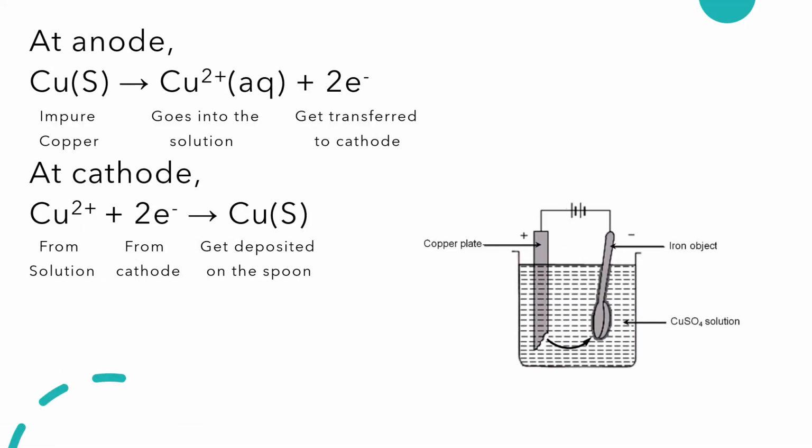तो इस तरह से एनोड पे क्या केमिकल रिएक्शन हो रहा है देखिए. Impure copper is here, which goes into the solution and gets transferred to the cathode. कैथोड के साथ हमने अपना स्पून कनेक्ट किया है, that is the negative terminal. Now at the cathode, from the solution the copper is coming and it gets deposited on the spoon. तो स्पून के ऊपर यहाँ पर कॉपर प्लेटिंग हो जाएगी.